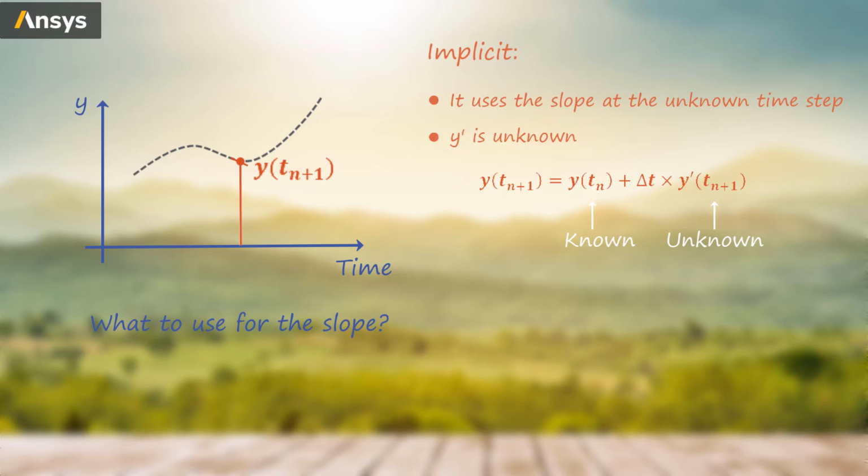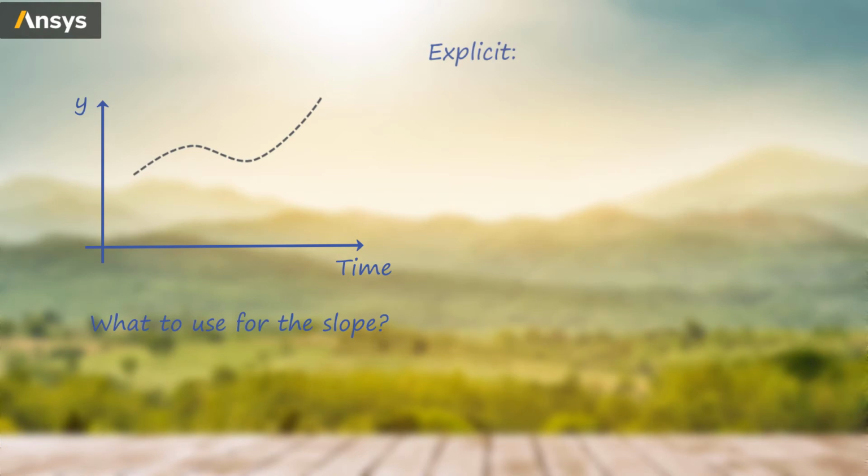We'll need to solve the equation to find the unknown. In many cases, this equation can be nonlinear, and we need to rely on numerical methods such as Newton iterations to solve it. Now, let's move to explicit method.